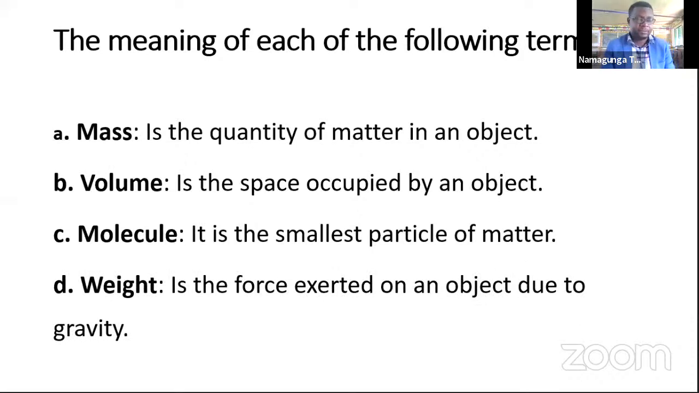And we are going to look at the properties of matter. I think that is P3 work. Some of you learned about properties of matter in P3. So let's go through it very fast and we give the properties.